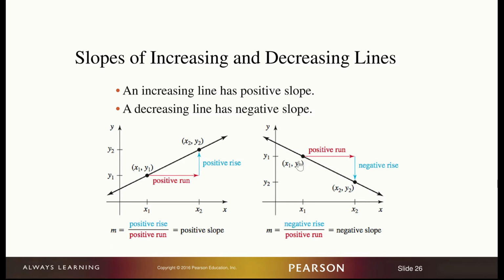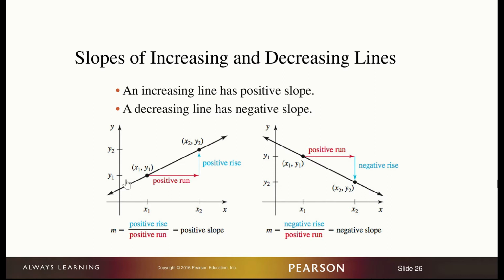Same thing here. If you can only go vertically first and then horizontally, and those are the only possible movements, what would you have to do to get from this point to this point? Well, you would have to go down this much, right? And then to the right. So when you have to go down, we consider that a negative rise, right? Or a fall, same thing.